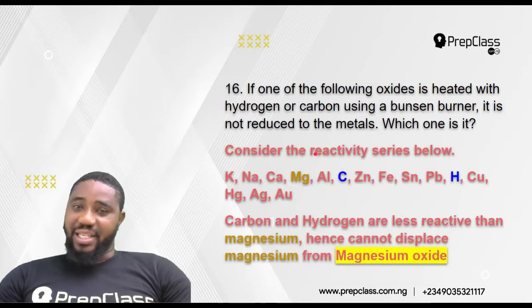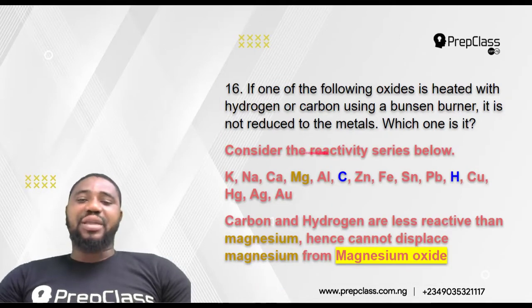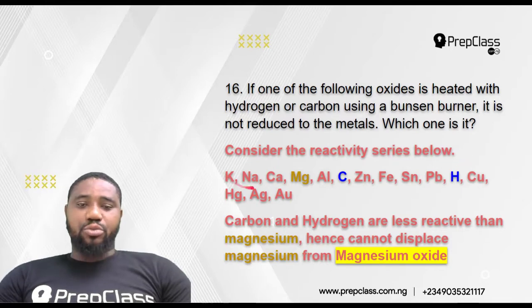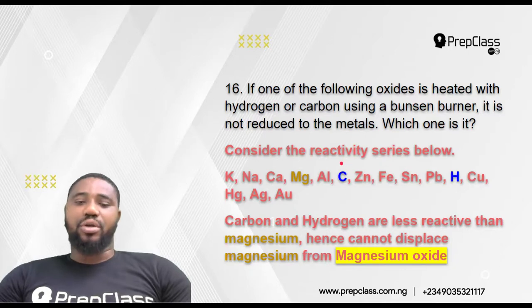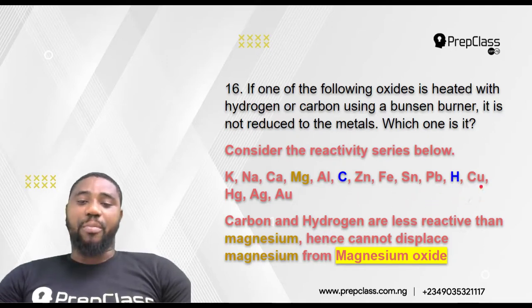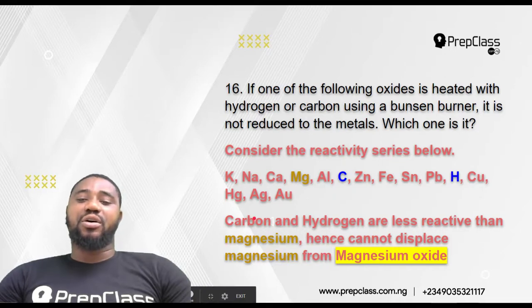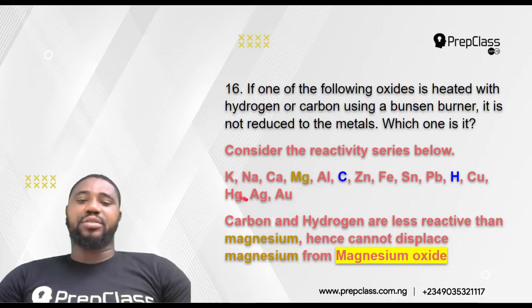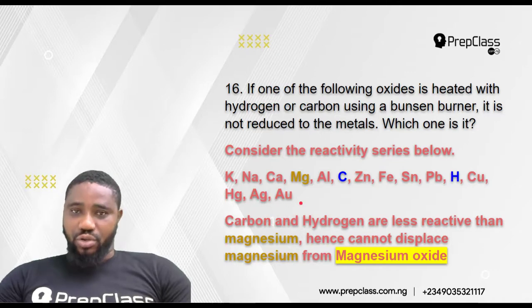Now let us see the activity series. Consider the reactivity series below. It goes this way: potassium, sodium, calcium, magnesium, aluminium, carbon, zinc, iron, tin, lead, hydrogen, copper, mercury, silver, and gold. Sometimes we usually omit carbon.